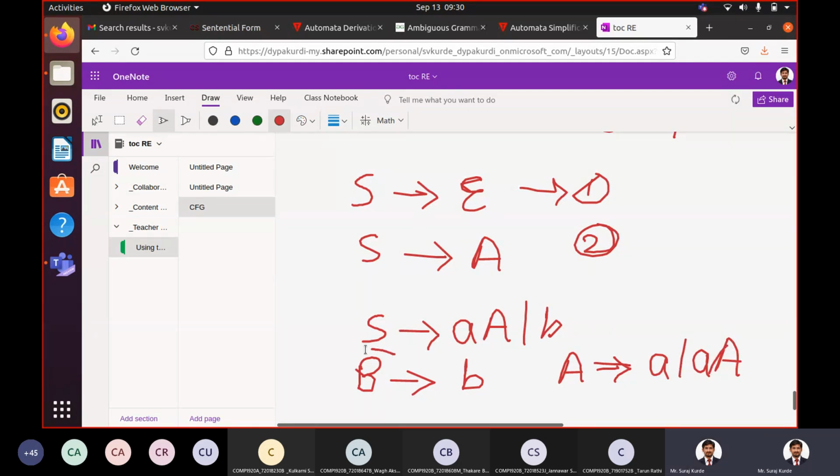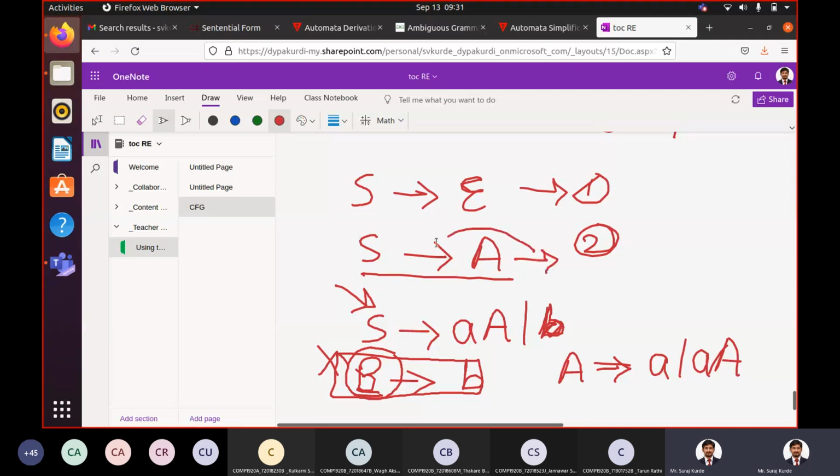Now here, B is not reachable from the starting state. The start state is S, but B is not reachable. We cannot reach B. On the right hand side of any production rule, capital B is not present. So this production rule is of no use. Remove this production rule. When there is a production rule like this, S produces capital A, then whatever A produces can be produced from S.